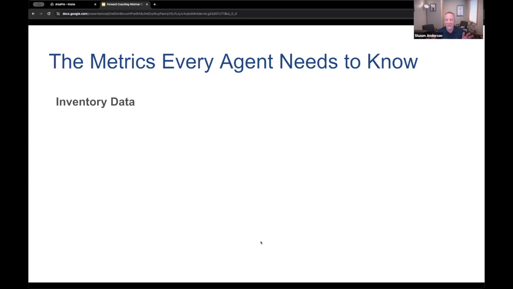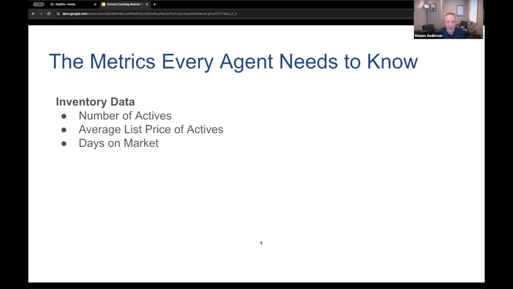Your metrics fall into three different buckets. Number one, you've got your inventory, like what's available out there today. And real quickly, you've got number of actives, average list price of those, the average days on market for those, and the number of pendings. Pendings technically are part of the inventory still. I consider inventory a sign in the yard, whether it's got a sold rider or not, that's part of the inventory. And then your average list price of pending. So those are the metrics to really watch and understand regarding the inventory.